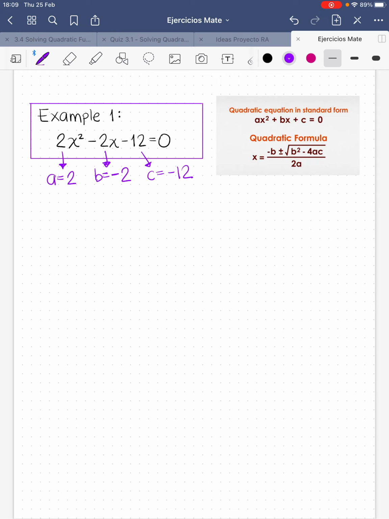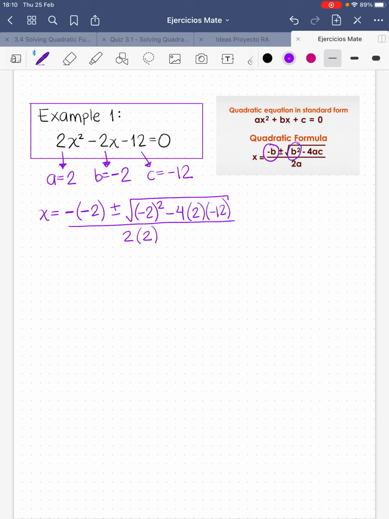So we're going to substitute those values in our quadratic formula. So the quadratic formula says first negative b. So we have a negative sign, and then b is also negative. So I'm going to write it inside parentheses so you realize that we have two negative signs there. Then plus and minus, and we open the square root. And then again, b squared. It's important that you have b as negative 2 inside the brackets. We are squaring the negative sign and the 2, both of them. Then minus 4 times a, which is 2, times c, which is negative 12. And all of that divided by 2 times a, so that's 2 times 2.